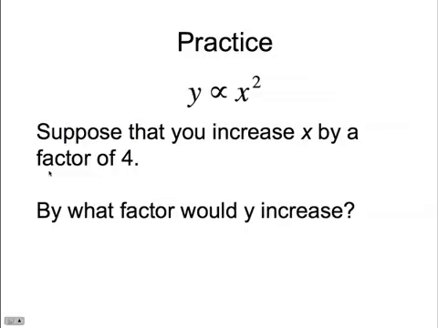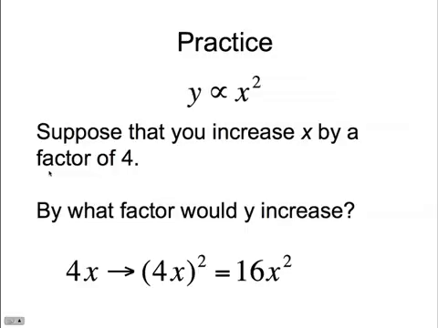If you have not answered yet, you may pause the video, and I will give you the answer now. Since y is proportional to x squared, 4 times x results in an increase of 4 squared for x squared. In other words, multiplying x by 4 increases x squared by 16. The 4 gets squared, meaning that y increases by a factor of 16.